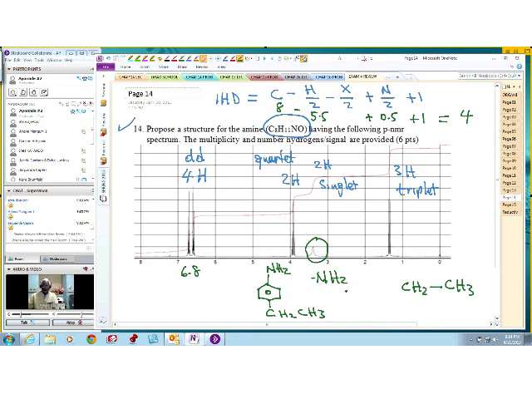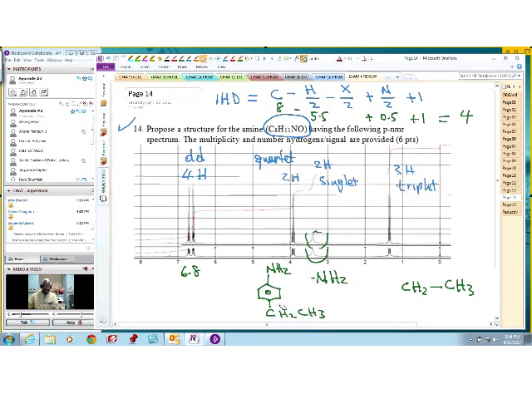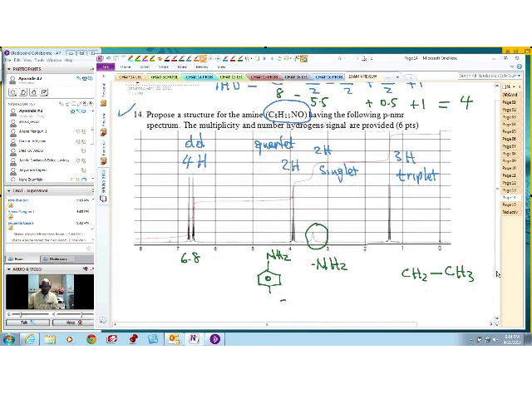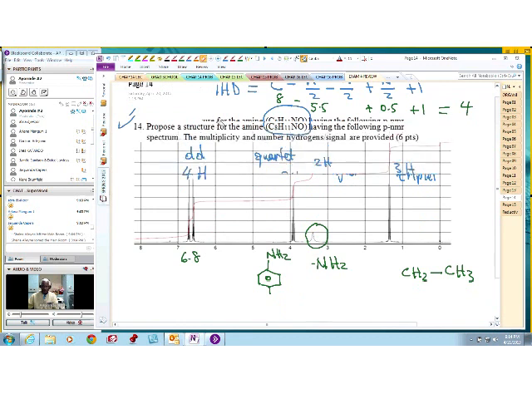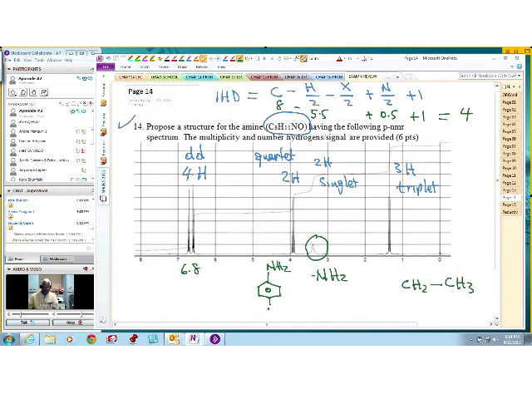So therefore, for this signal to be 3.8, that means this hydrogen must be close to oxygen. I would therefore say this molecule must be this, where oxygen is right here, and then you have this CH2 and CH3. And this is consistent with the data that they have given us.